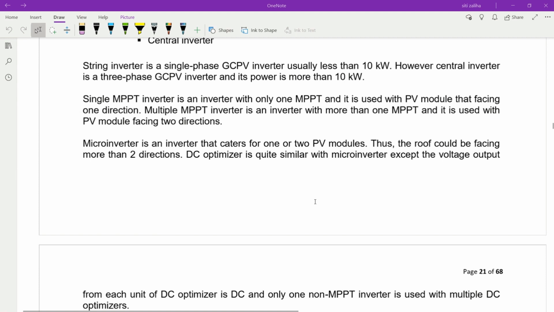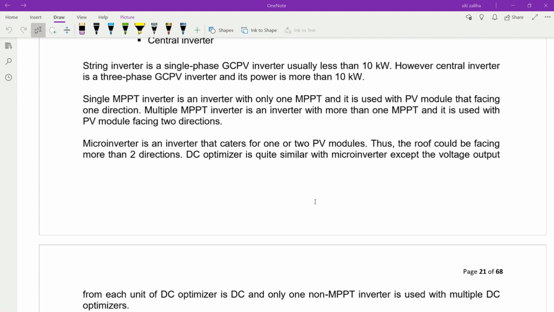A string inverter is a single phase GCPV inverter, usually less than 10 kilowatt. However, a central inverter is a three-phase GCPV inverter and its power is more than 10 kilowatt. A single MPPT inverter is an inverter with only one MPPT and it is used with PV modules that face one direction. However, a multiple MPPT inverter is an inverter with more than one MPPT and it is used with PV modules facing two directions.